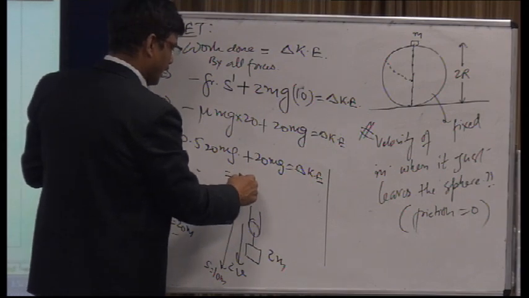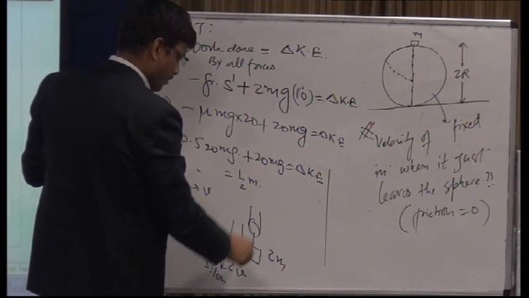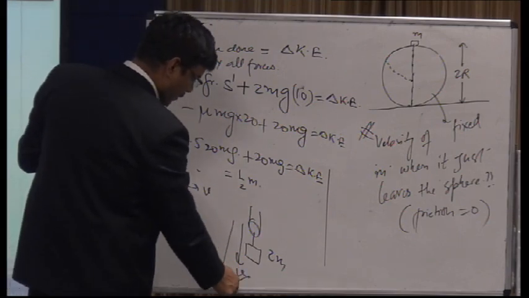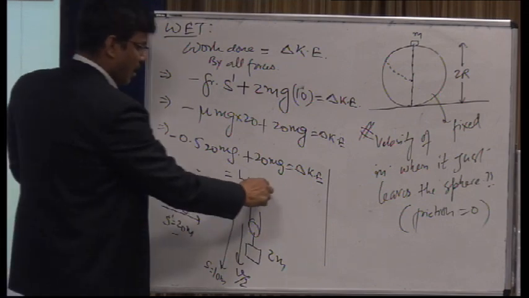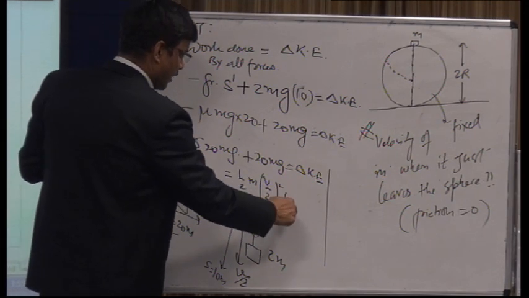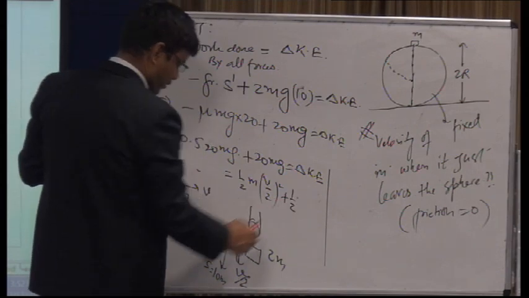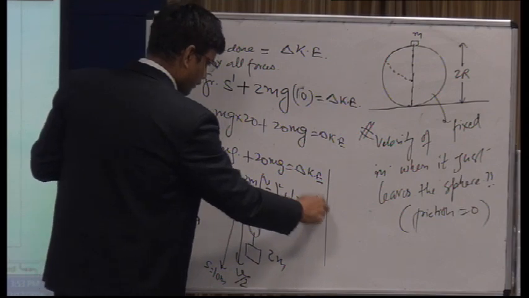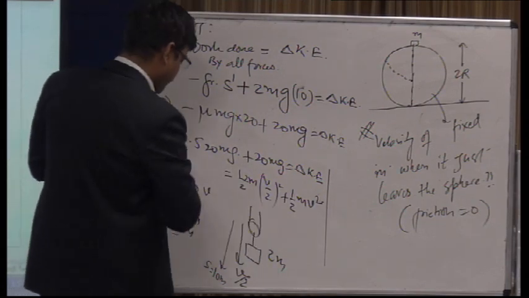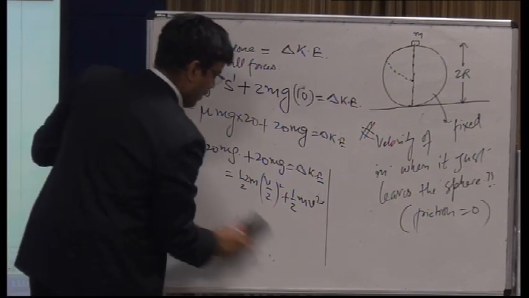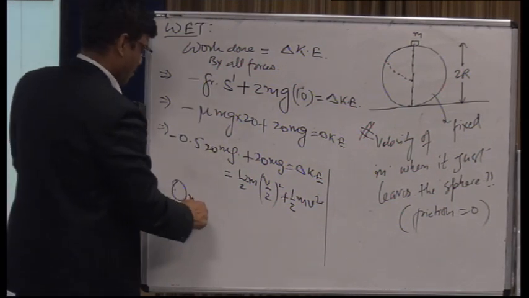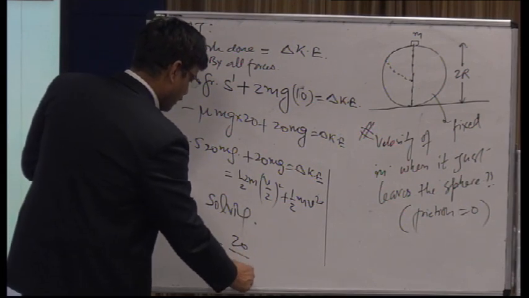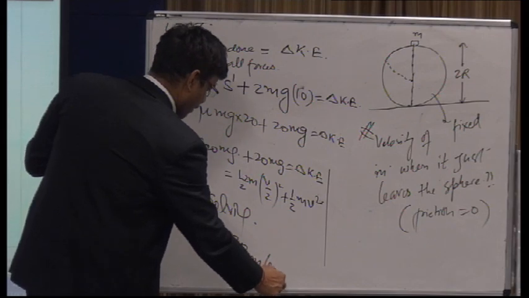Delta KE will be written as half m, this is not v, sorry, this is v by 2. That was a mistake. Half m into (v by 2) square plus half 2m into (v by 2) square plus half m into v square. If you solve, on solving you get v as 20 by root 3 meter per second.